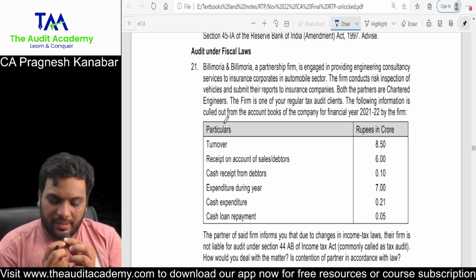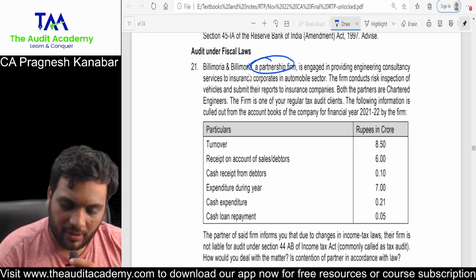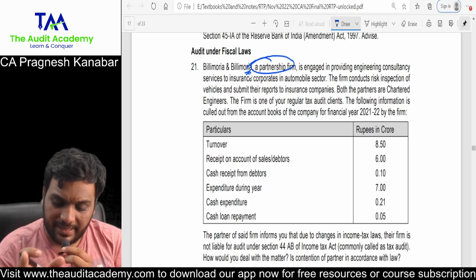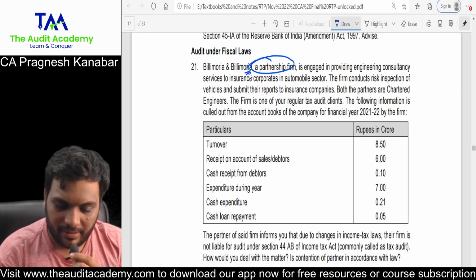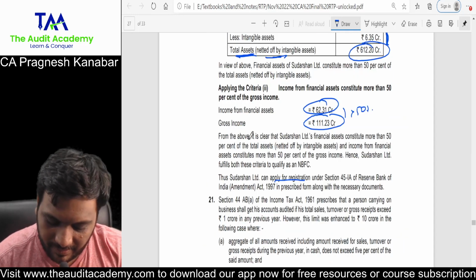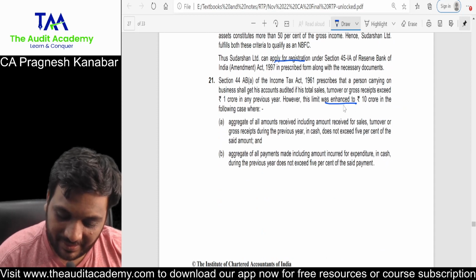So here it is a partnership firm which is being examined, and they are getting professional receipts. So for professionals, that benefit is not there. And that common sense is being tested over here.